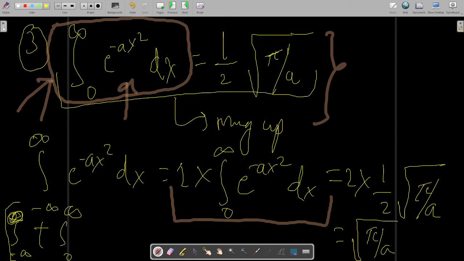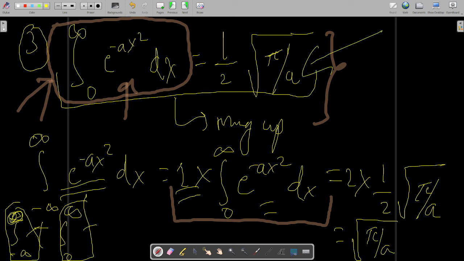clearly this term will be equal to this term because it is an even function. As it is an even function, these two terms will be equal. So I can write it as 2 times this term, and this term I have already marked up the result. So I will just substitute that result over here, and after I substitute it, I get square root of pi by a. This is the third Gaussian integral.